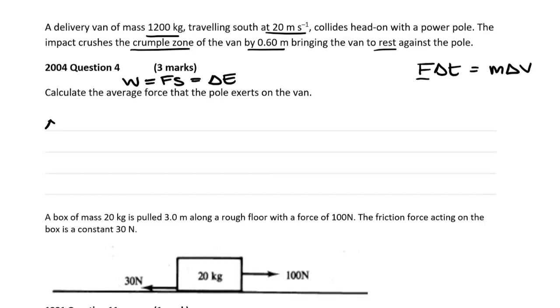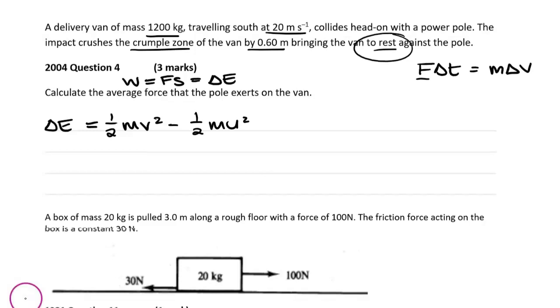So let's calculate that change in energy. That's going to be the change in kinetic energy, the final kinetic energy minus the initial. The final kinetic energy is half mv squared, minus half mu squared. Looking at the question again, we're told the initial velocity was 20 meters per second, but the final velocity was brought to rest, so v equals 0. So this goes away, and the change in energy for this object is minus half mu squared. It's a minus because that object is losing kinetic energy.